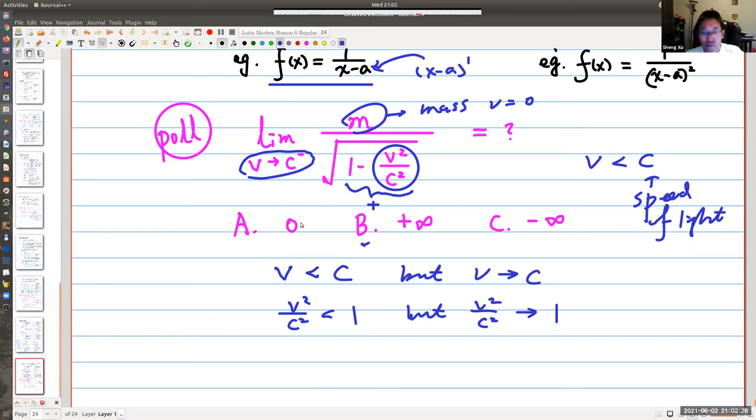And if you don't understand this problem here, it's okay. We are going to learn limit laws and techniques for computing limits in the next class.